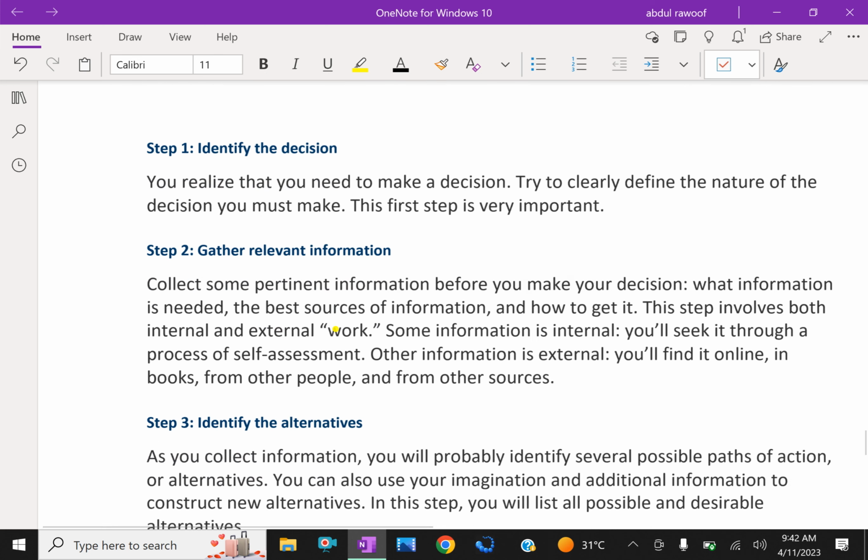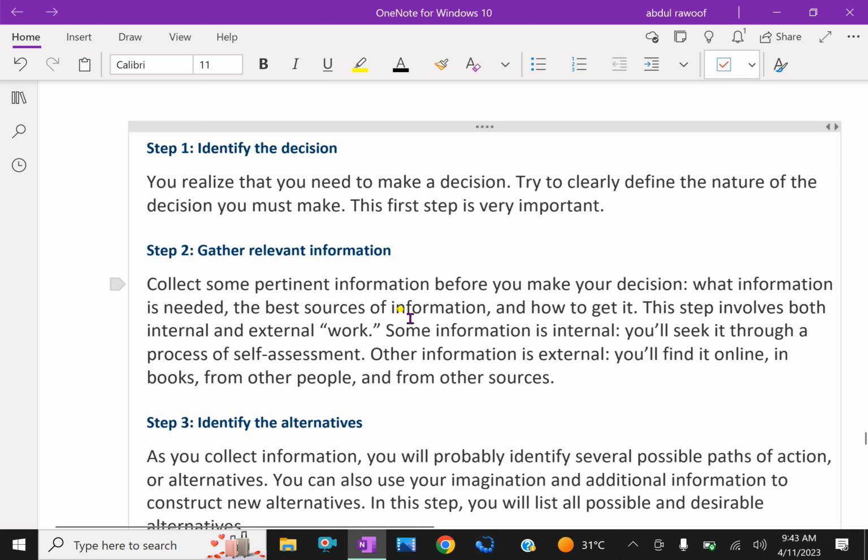First one, identify the decision. Before starting decision making, we have to identify what it is. You realize that you need to make a decision. Try to clearly define the nature of the decision you must make. This first step is very important.